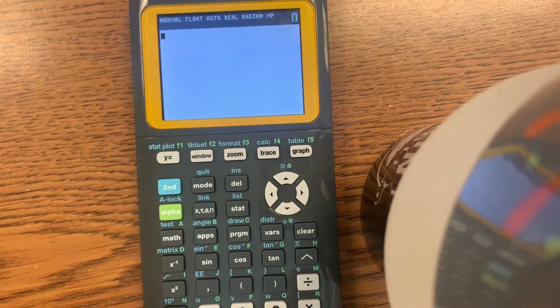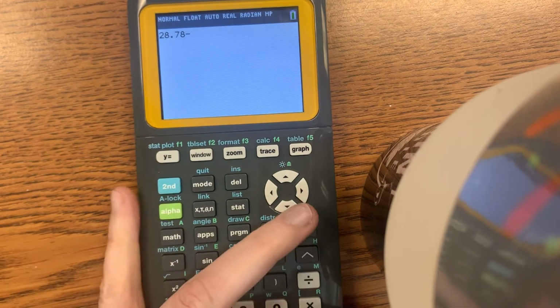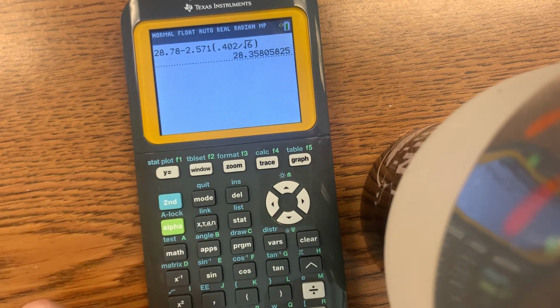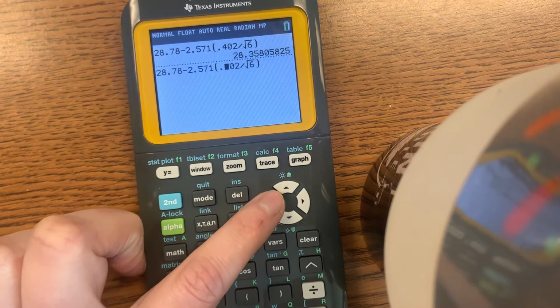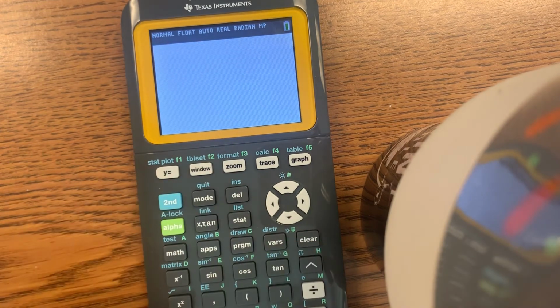But just to kind of go through, 28.78, right? And then I would do the minus first, or you can do the plus first. And then my critical value is 2.571. I like to do parentheses, standard deviation 0.402 over square root of n, which was 6. Right. And then I can do that same thing if I do second enter, and then I can go back and change that to a plus. And there's my interval, right? So I can do it old school with the formula, and that's fine.